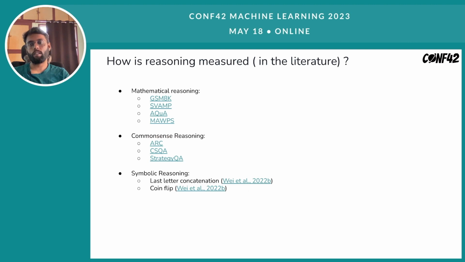The model has to deduce when the keyboard was invented and when Aristotle existed, and then it should deduce whether it's possible or not. This type of reasoning is covered in common sense reasoning. Then we have symbolic reasoning, which was mostly introduced by Jason Wei in his chain of thought paper. We have last letter concatenation and coin flip type problems there. This is how reasoning is mostly measured in the literature.